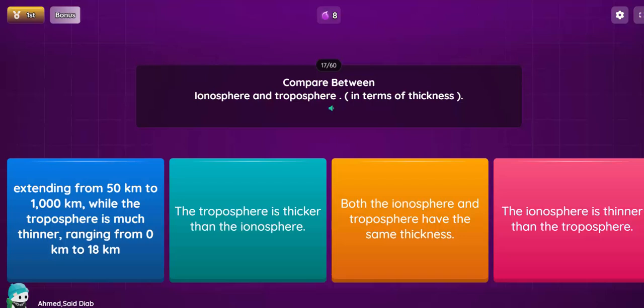Question: compare between ionosphere and troposphere in terms of thickness. Option 1, the ionosphere extends from 50 kilometers to 1000 kilometers, while the troposphere is much thinner, ranging from 0 kilometers to 18 kilometers. Option 2, the troposphere is thicker than the ionosphere. Option 3, both the ionosphere and troposphere have the same thickness. Option 4, the ionosphere is thinner than the troposphere.